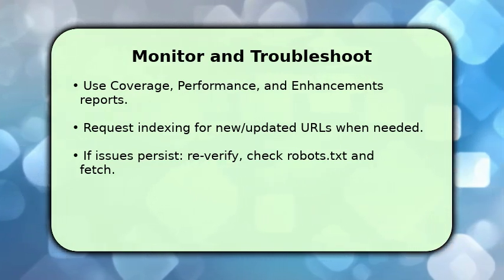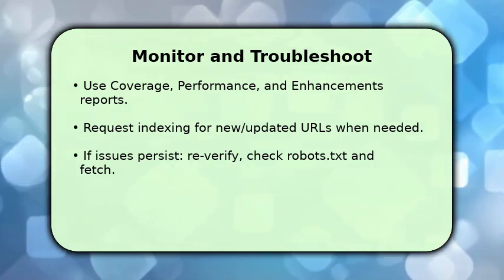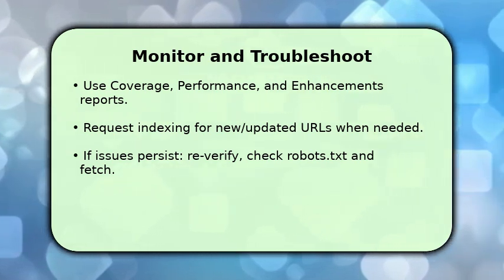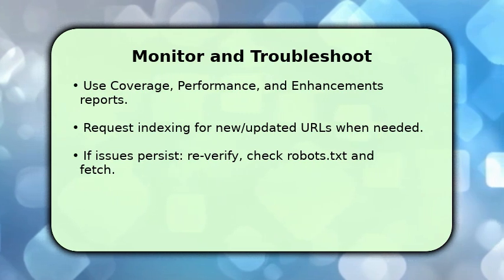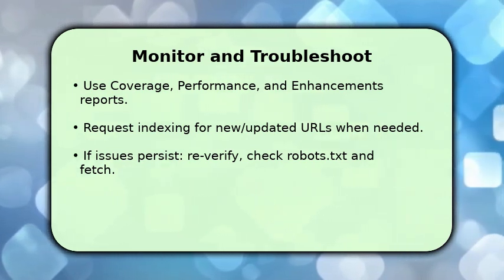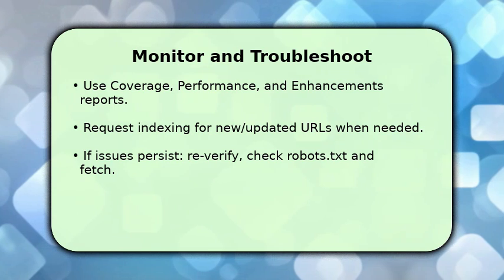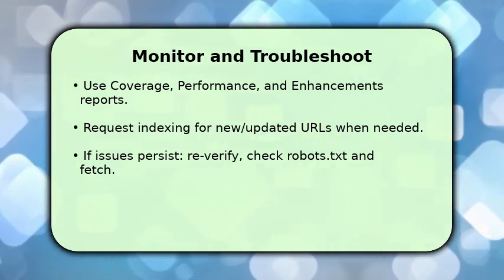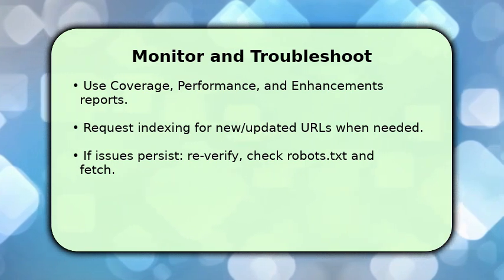For new or updated pages, use URL inspection and request indexing to prompt a recrawl. Make sure pages return 200 and aren't blocked by robots.txt or noindex tags. If something breaks, recheck verification status, validate your DNS or uploaded file, and use Fetch as Google to spot rendering problems.